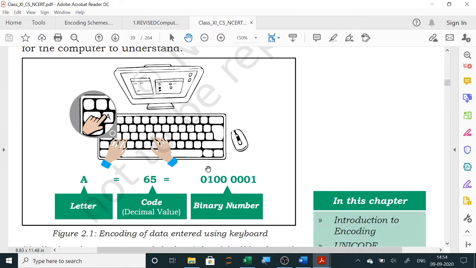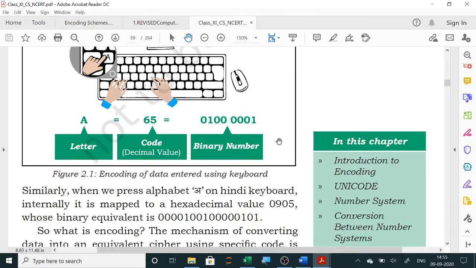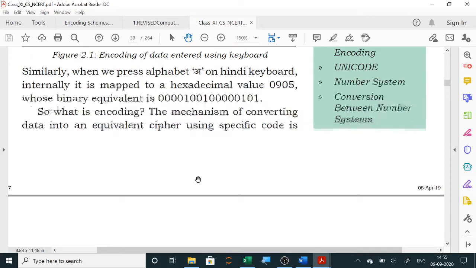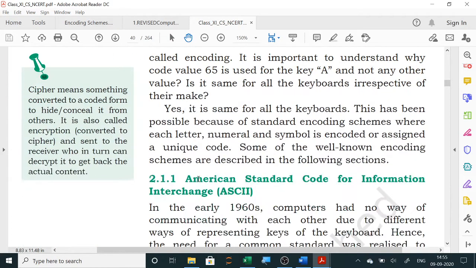So when we are typing A, the equivalent code is 65, and the machine can understand only the language of on and off, that is 0 and 1. So in binary language we convert it, and internally the CPU uses this for processing. In the same way, all the Hindi alphabets from the Hindi keyboard have codes, like this one is 905, the hexadecimal value in our Hindi language. You can see in these tables also it is given.